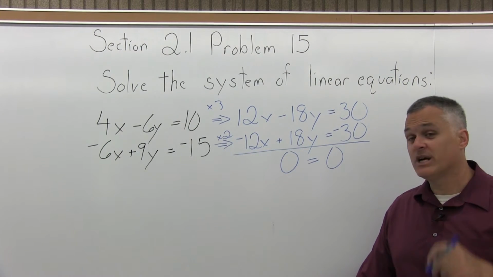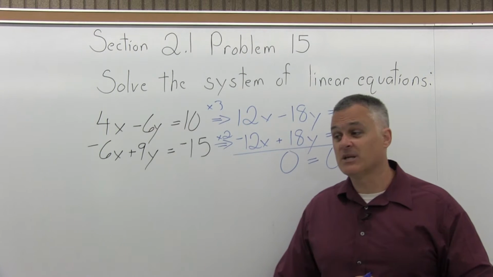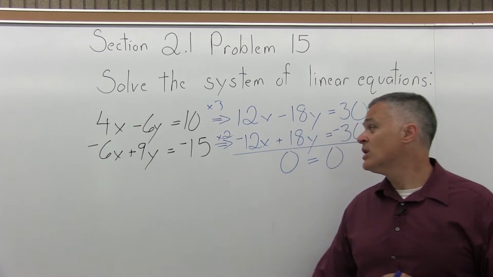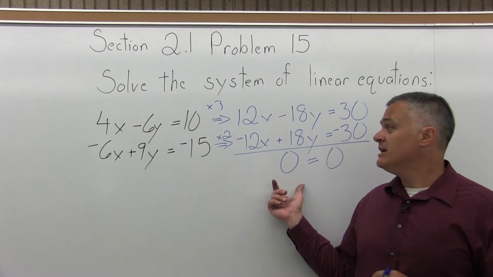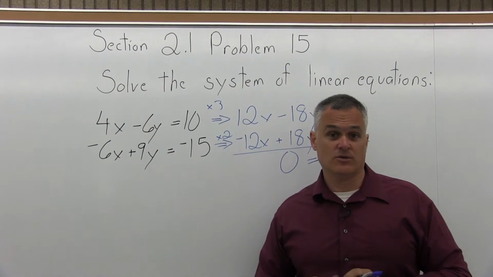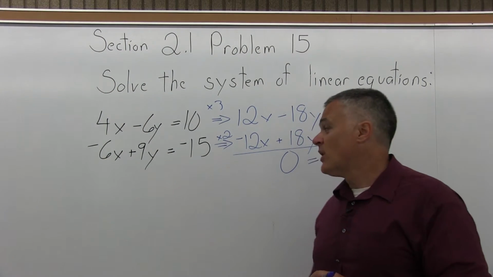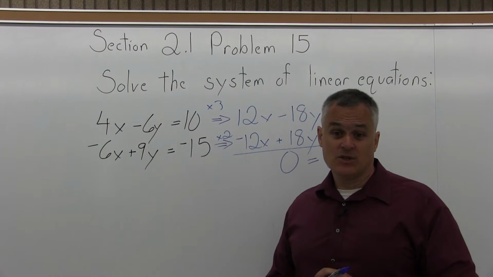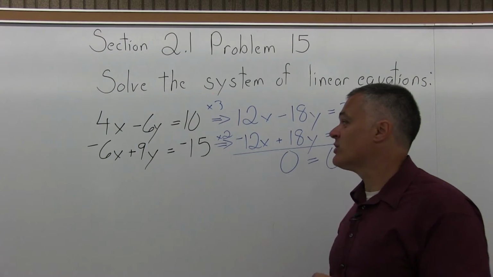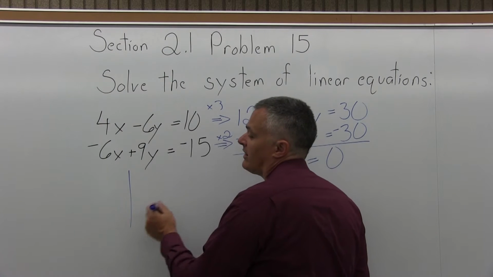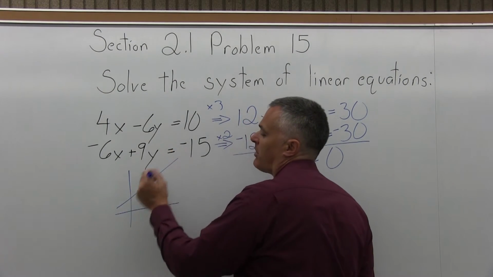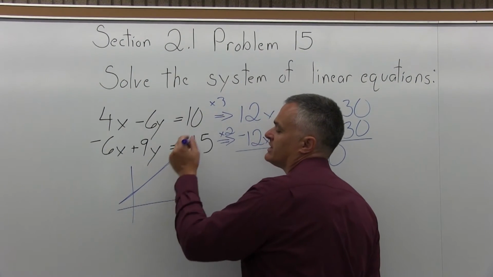And again, your first reaction to that might be, oh, I must have made a mistake. But that's not necessarily the case. What you have here is a problem with infinitely many solutions. So how can you have infinitely many solutions? What's going on? If you saw the graph of this, one line is right on top of the other line. This is what you call coincident lines.